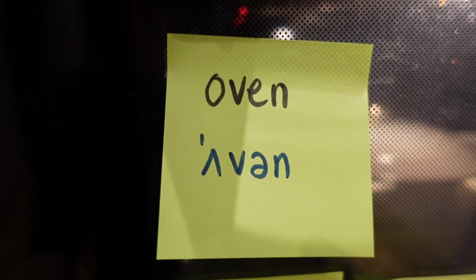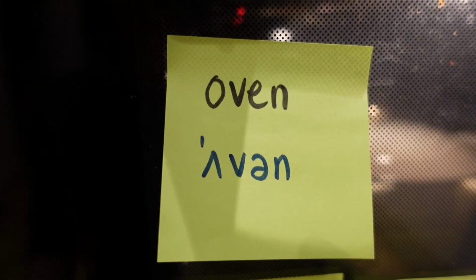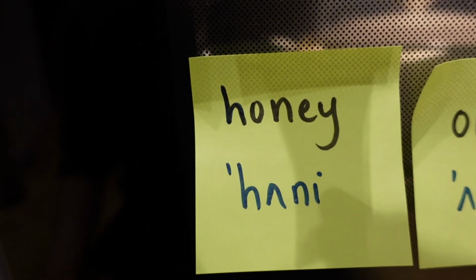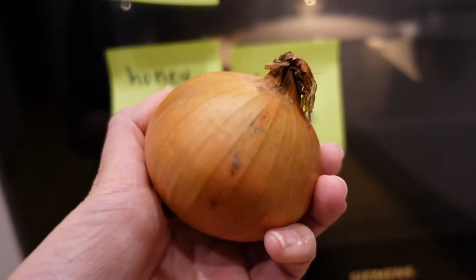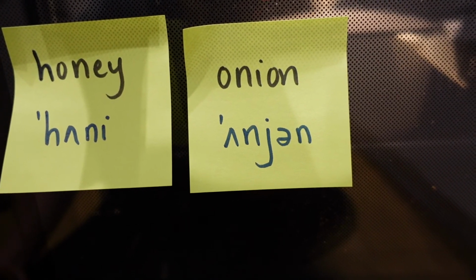There's too many to put into this video, but some other similar words which are useful in the kitchen are the letter O in honey and this, the first letter O in onion.